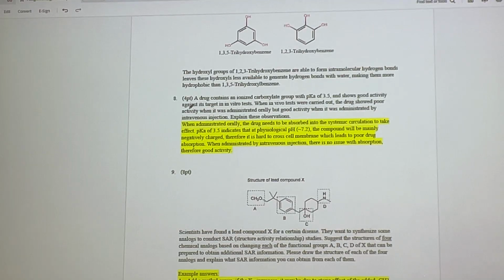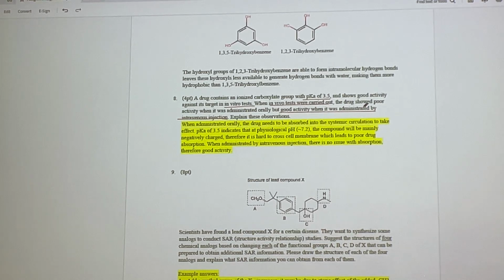And the next question is asking about a drug that has a pKa of 3.5, and it's quite effective in the in vitro tests, basically outside cells. So when we do it in a test tube, it's pretty good. It can bind the purified receptor protein, no problem. But the in vivo test showed poor activity when it's taken orally, but good activity when it's injected. So it asks why.